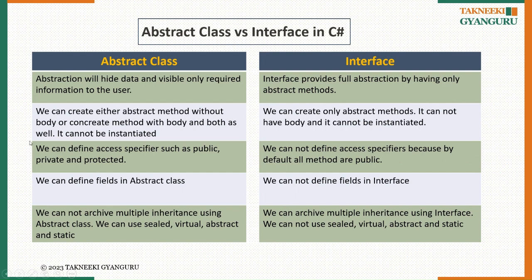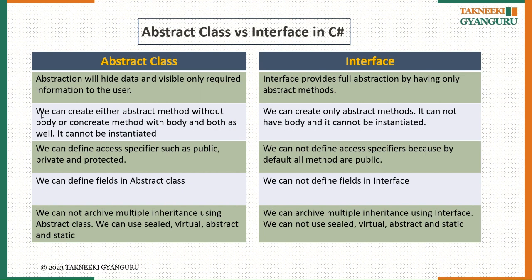The next difference is we can create either an abstract method without any body, right? So we will define only the abstract method, or we can create a concrete method. What is a concrete method? A concrete method means we can create a method with a body, right? And we can create both, right? Either we can create the abstract method, or the concrete method, or both, abstract and concrete. And it cannot be instantiated, which means we cannot create an object directly from this abstract class.